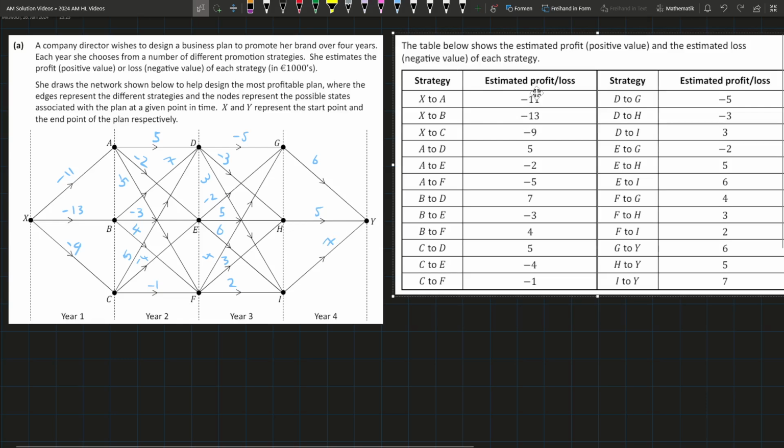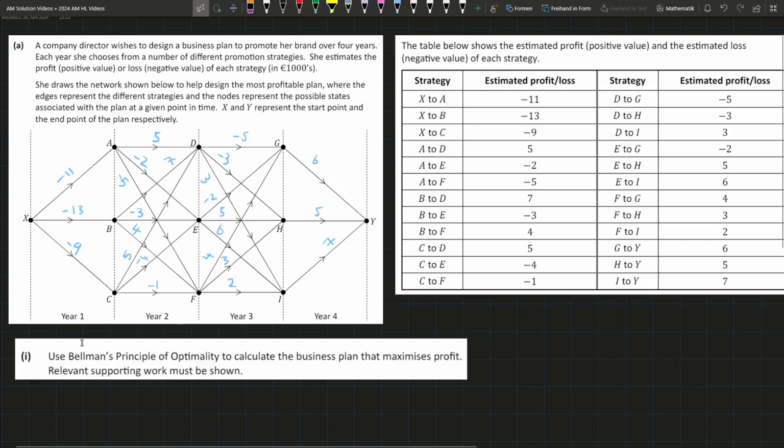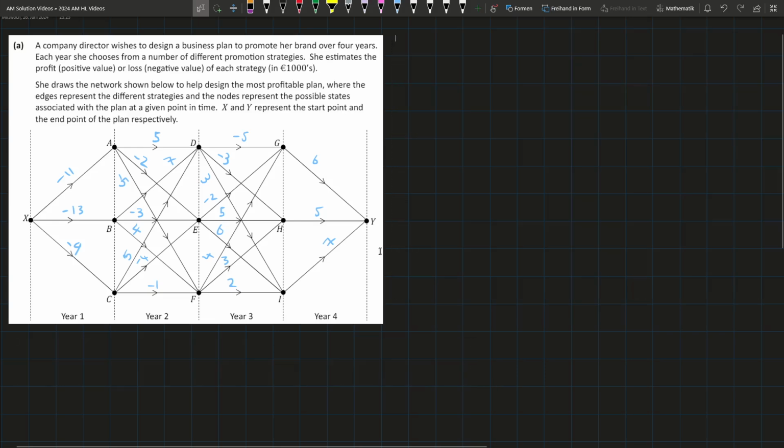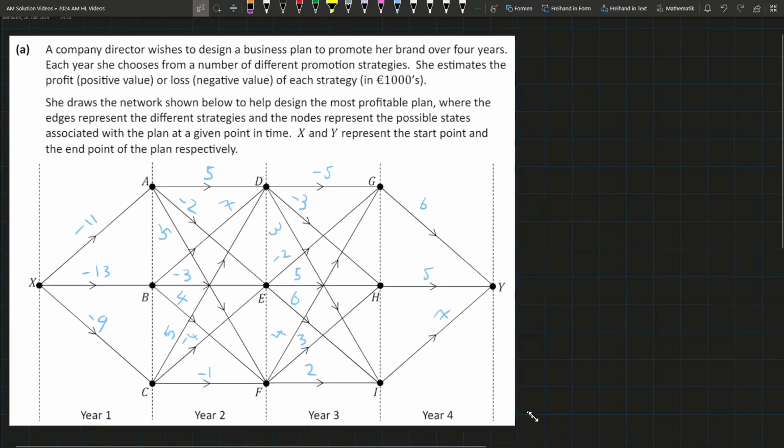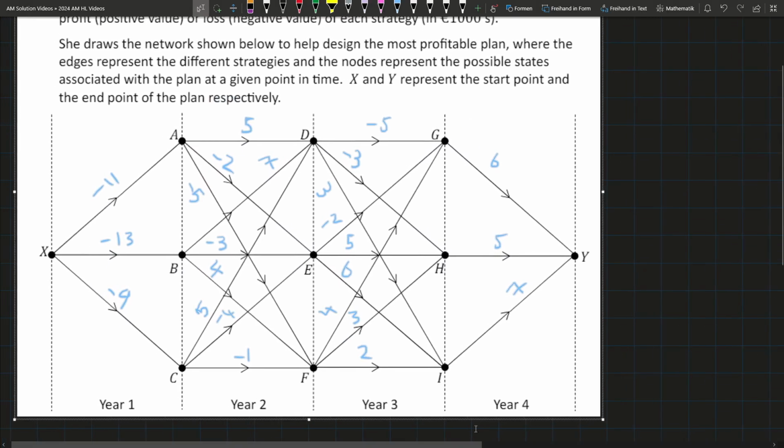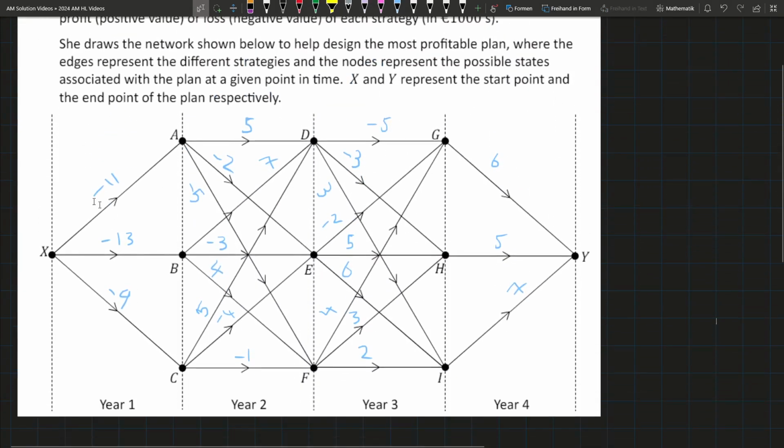I'm going to get rid of this because we know what the profit is. And now the question is asking us to use dynamic programming, or it's also sometimes called Bellman's principle of optimality, to calculate the business plan that maximizes profit. And it says show work. Remember, on the instructions of the exam, it says you can show your work on the given diagrams and networks, so that's all good. So I'm going to get rid of this to save space. And now let's start dynamic programming. So this shows the decisions that we're trying to maximize, or in other words, get the biggest number possible from X to Y. So we're going to start off at the end in year 4.